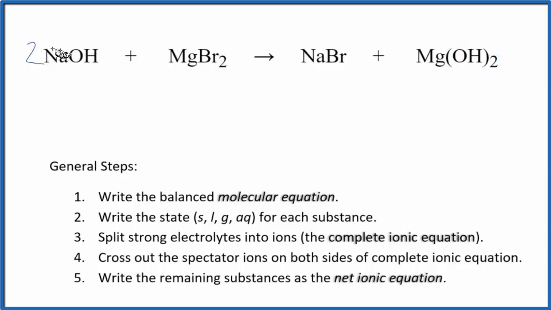Now I have two sodium atoms, just one here. If I put a 2 here, that balances the sodiums. Now I have two bromine atoms, but that's good. I have 2 here. Magnesiums, they're the same on both sides. The molecular equation is balanced.